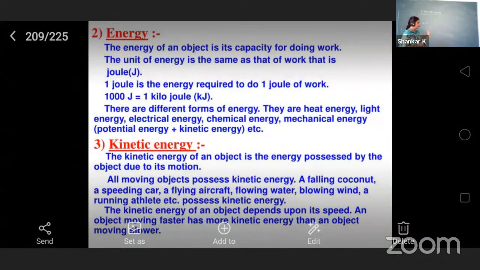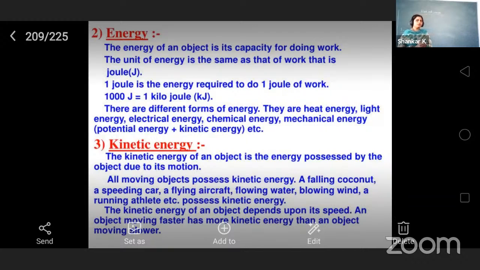If you want to play, I need energy to play, isn't it? Playing means we have to stand and run, and if you are involved in cricket, you have to catch a ball and bat. You need energy for all these things. But food is a source to get energy to our body. So the energy of an object is its capacity for doing work.